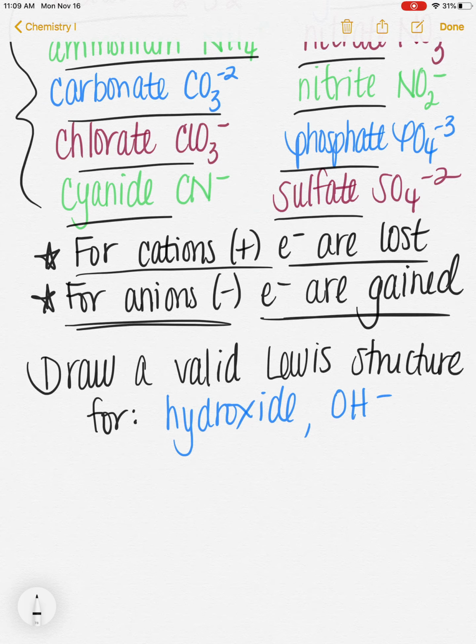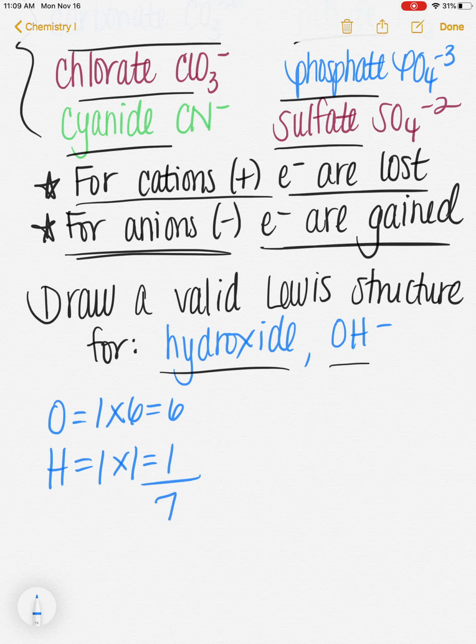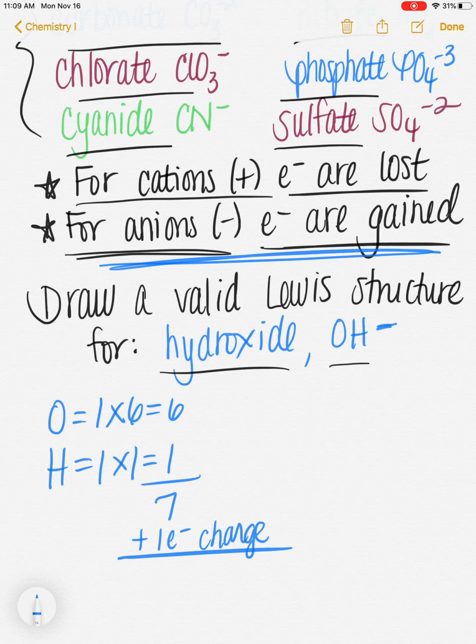So how would I draw a Lewis structure for a polyatomic ion like hydroxide? All right, we're going to use the same approach that we did earlier. We're going to list that we have oxygen and hydrogen. We have one oxygen, one hydrogen. Each oxygen gives you 6 valence electrons. Each hydrogen gives you 1. So 6 plus 1 gives you 7. Sorry, I got ahead of the game. But we had a -1 charge. And remember, negative charges mean that you have gained electrons. So we have to add on 1 extra electron for the charge of -1. So when I'm done with this, I need 8 total valence electrons.